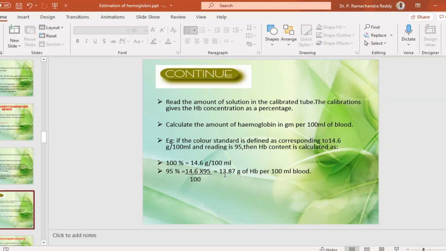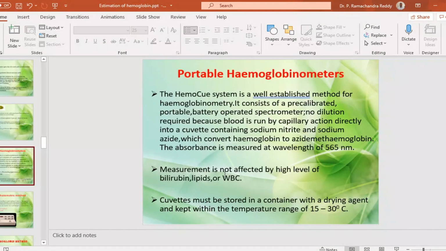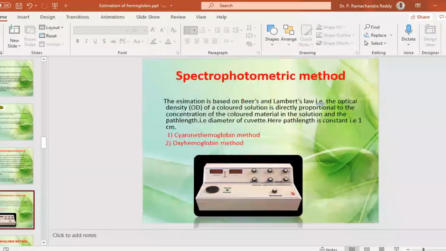And portable hemoglobinometers are available. Using a portable hemoglobinometer, we can calculate the amount of hemoglobin present in the blood sample.